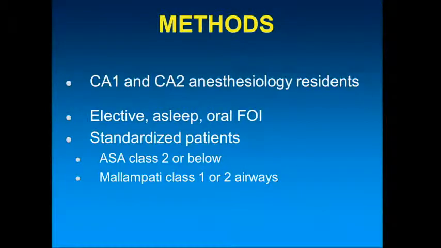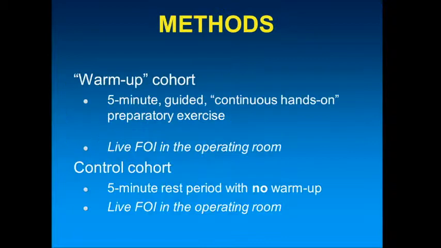So we recruited CA1 and CA2 anesthesiology residents. That correlates to PGY 2 and 3. This is your first and second full year of clinical anesthesia. We decided that they would all perform elective asleep oral fiber optic intubations. This would mean that they were patients for whom it wasn't as dangerous if things took a little while. They would be standardized. People wouldn't have to navigate the nasopharynx, etc. And we chose patients that were ASA class 2 or below, meaning they're relatively healthy patients that have Mallampati class 1 and 2 airways, meaning that the airways would not be particularly challenging airways. We did all this to keep things as standardized as possible.